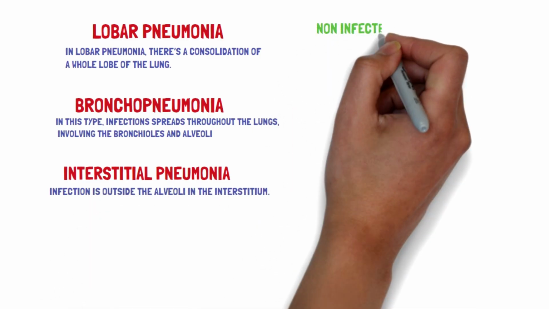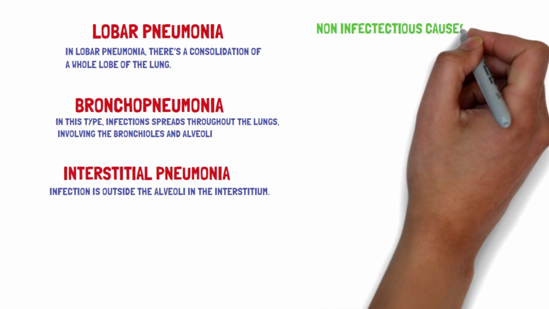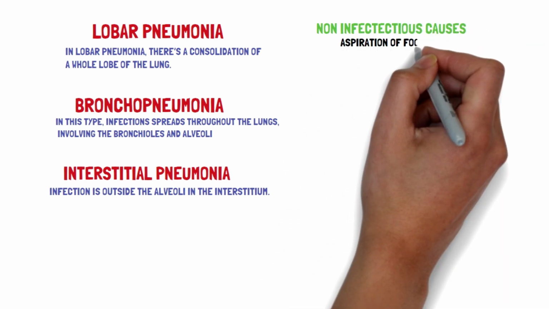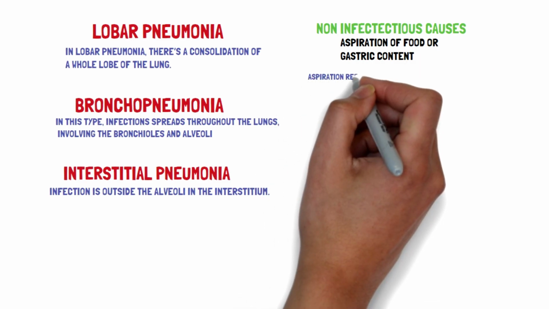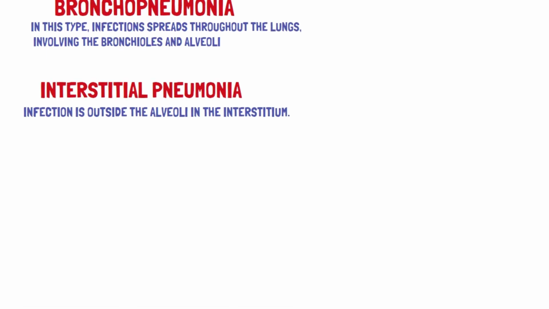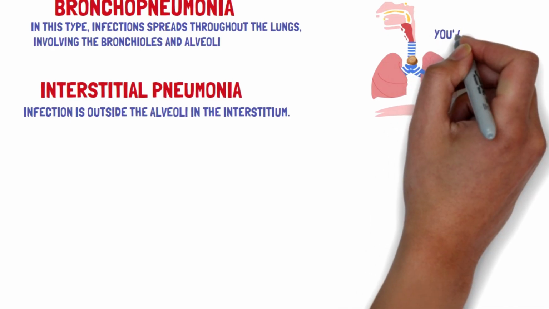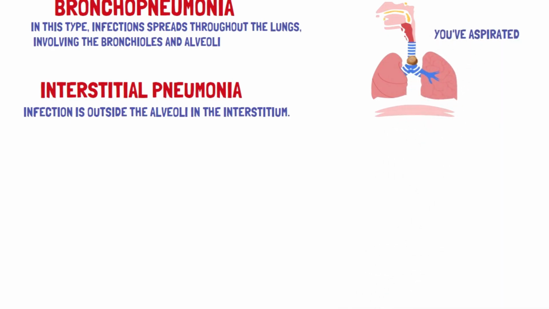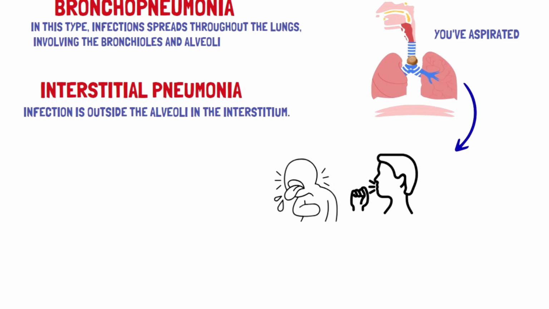Now, the causes of pneumonia may also be non-infectious, and these include aspiration of food or gastric contents. Aspiration refers to the inhalation of gastric contents into the lower airways. So, for instance, if you are eating a biscuit and instead of swallowing into the esophagus, you mistakenly breathe in and it gets into the windpipe, in this case, we say you've aspirated. Your body reflexes such as gagging and coughing may take away the aspirated food from the lower airways. But in certain cases, these reflexes may be compromised due to certain drugs, alcohol, brain issues, or swallowing issues.